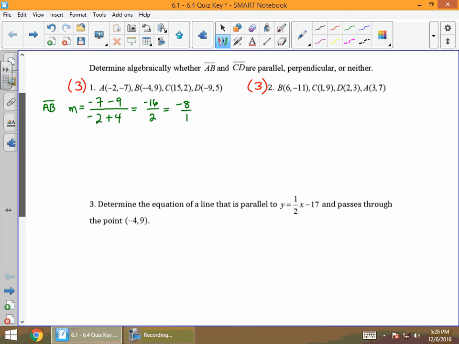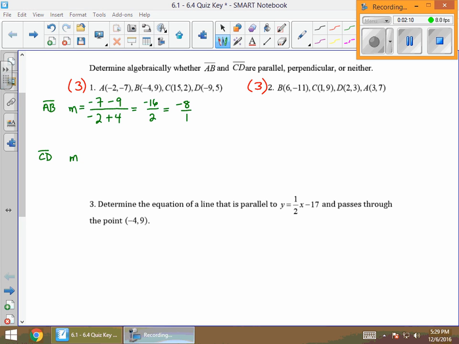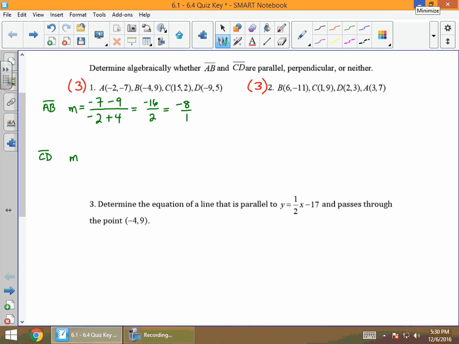And now I'm going to do the same thing for CD. So here's segment CD. Again, I'm going to find the slope, y2 minus y1. So let me find my y's for C and D. I'm going to do 2 minus 5. And then my x's are 15 and negative 9, so 15 minus negative 9. It's like 15 plus 9. 2 minus 5 is negative 3. 15 plus 9 is 24, which reduces to negative 1 over 8.